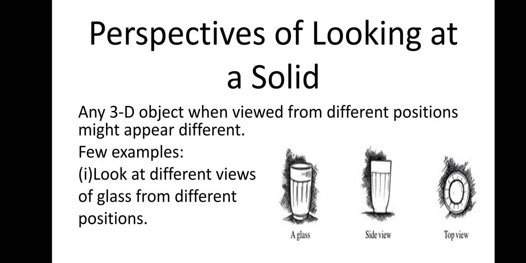So when we look at a solid object, it is not necessary that the whole solid object can be seen from one position. The view of the solid depends upon the position from where it is seen. It can be seen from the front, side or top. So in this chapter, we need to deal with the different perspectives of 3D objects. It can be viewed from the front, it can be viewed from the side, it can be viewed from the top.